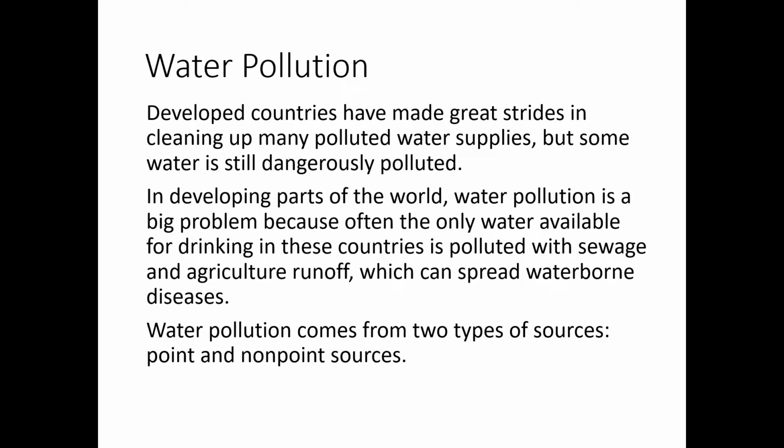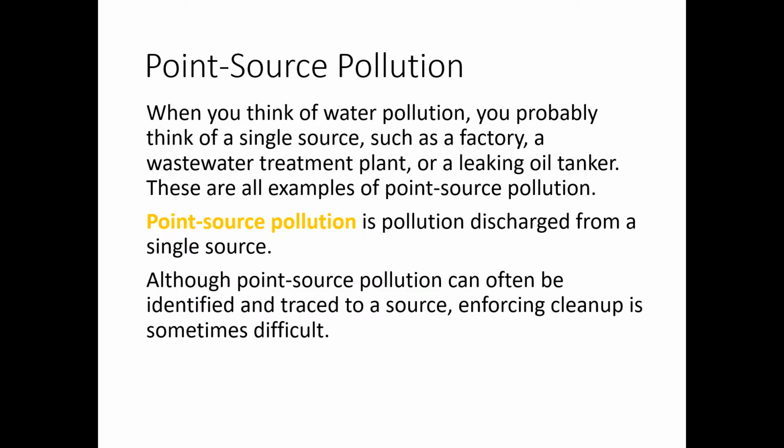Talking about water pollution, there are 2 basic types: point and non-point sources. The names kind of give away what they are. A point source pollution is coming from one point, one single thing, so you can trace it back to this one thing. A leaking oil tanker is one single thing, or a factory discharging its pollution. That's one single point.